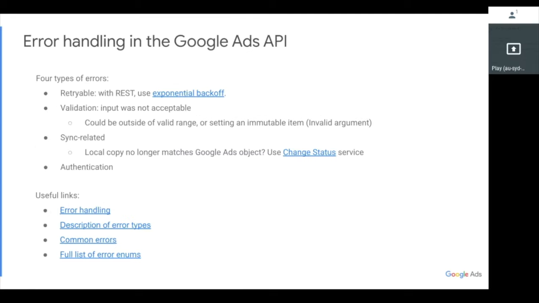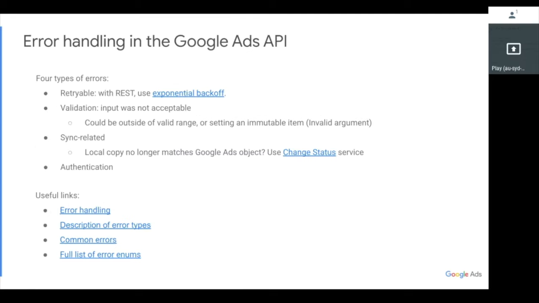The second one is the validation error, which happens when your input is not valid or not acceptable, like you're trying to set too large or too small IDs for an object, or you're trying to set an immutable item.